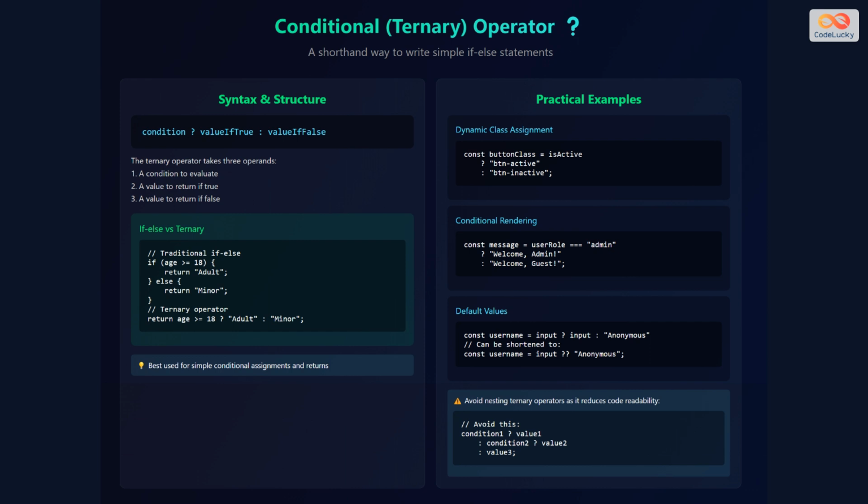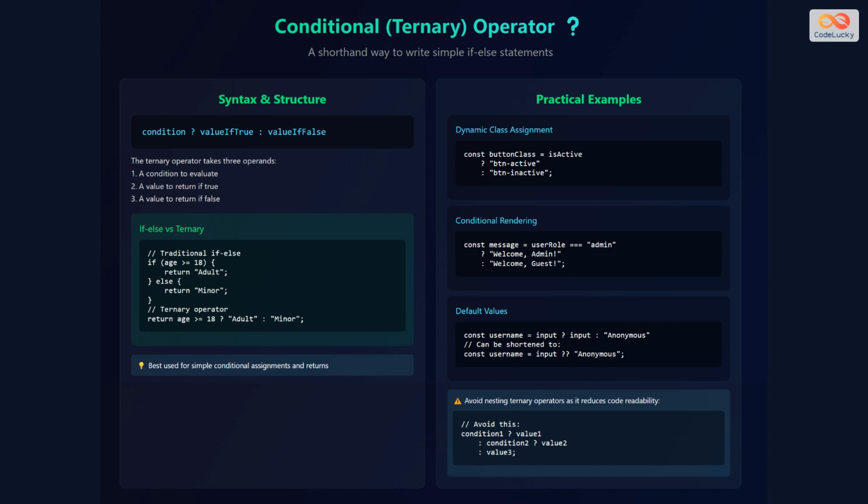Consider a traditional if-else statement that returns the string "adult" if the age is greater than or equal to 18 and "minor" otherwise. The same thing can be achieved by using a ternary operator, which returns the string "adult" if age is greater than or equal to 18 and the string "minor" otherwise. Ternary operators are best for simple conditional assignments.